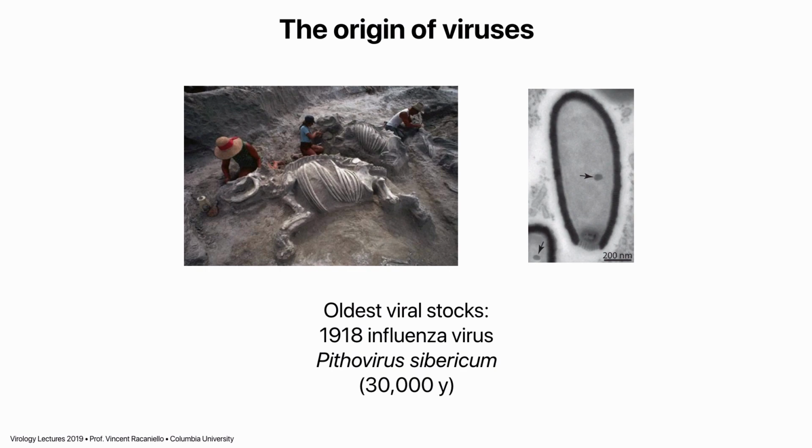Let's talk a little bit about the origin of viruses. You know, we can tell about the origin of many species here on the planet by getting fossils. For many years, we didn't have any very old virus specimens. Oldest for a long time was 1918 influenza virus, which was actually recovered from the sequence. And more recently, a giant virus shown here, Pithovirus sibericum, was recovered from permafrost in Siberia.